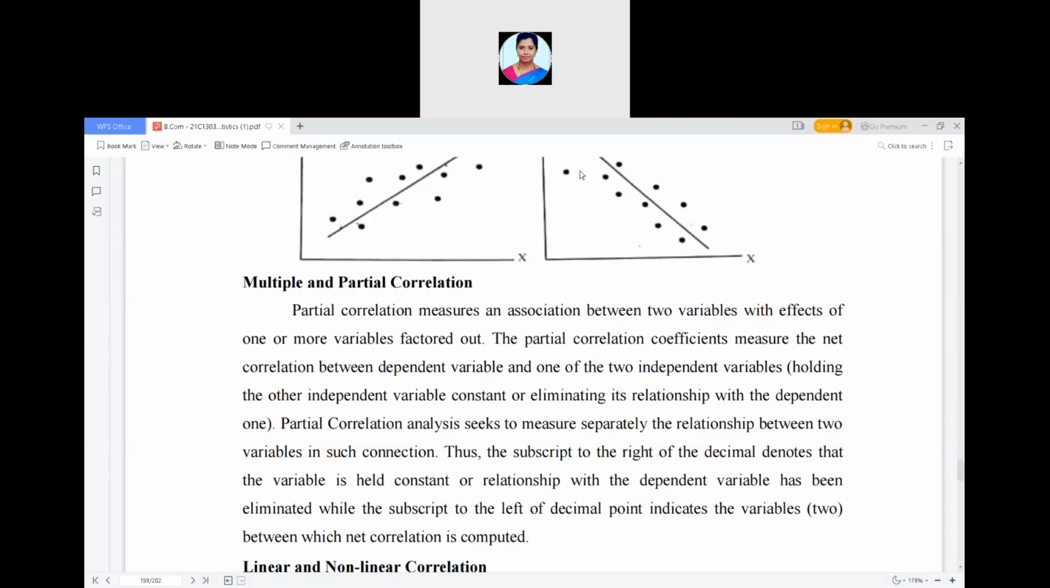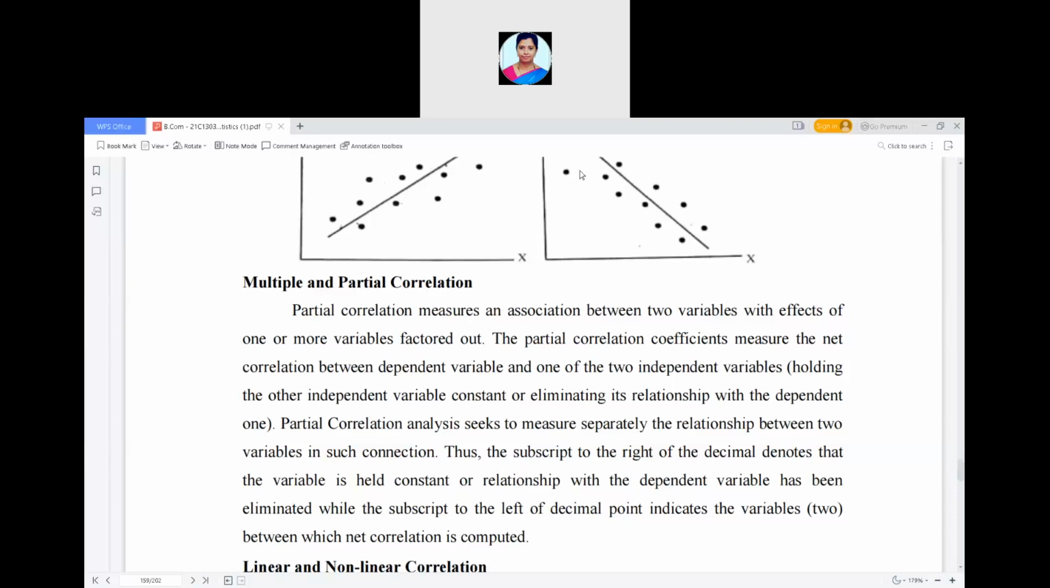Okay, so for example, the yield of a crop may depend on the quality of the seed, soil fertility, climate, etc. So the correlation between the yield and the remaining factors taken together is a multiple correlation. Is it clear? The correlation between the yield and the climate, keeping the quality of seed and soil fertility constant, is an example of partial correlation. So these are the partial and multiple correlations.